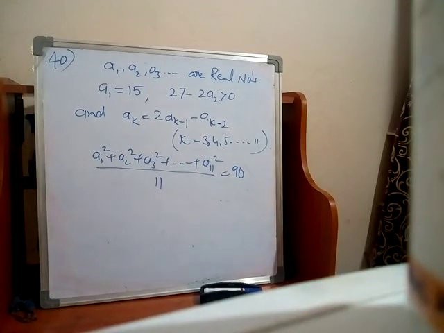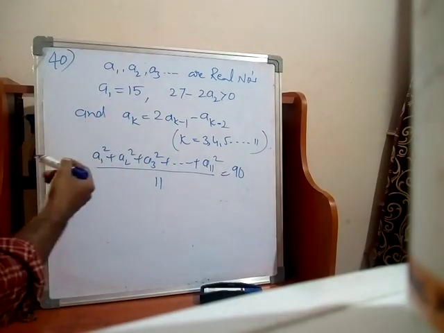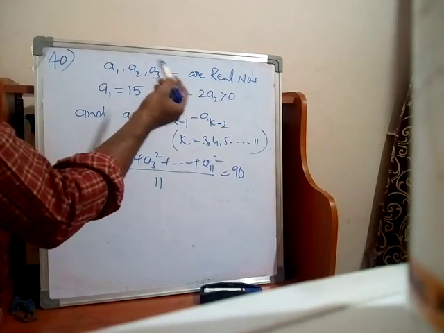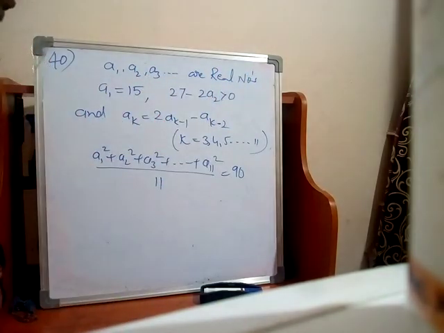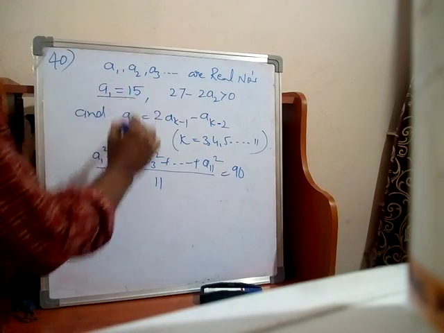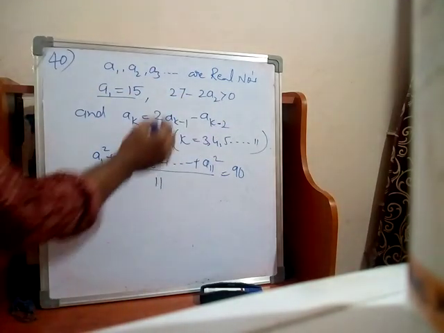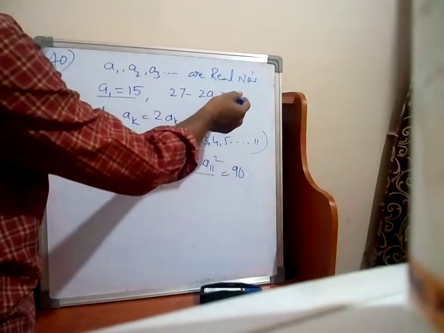So next one, observe 40 problem. A1, A2, A3 and so on are real numbers, not in AP, not in GP, not in HP, not mentioned, but given A1, A2, A3 and so on terms are real numbers, and the first term A1 is equal to 15, and one condition: A2 satisfies 27 minus 2 into A2 is greater than 0.